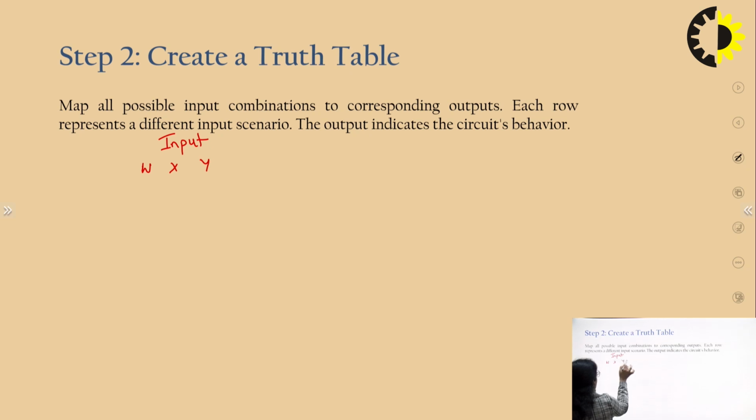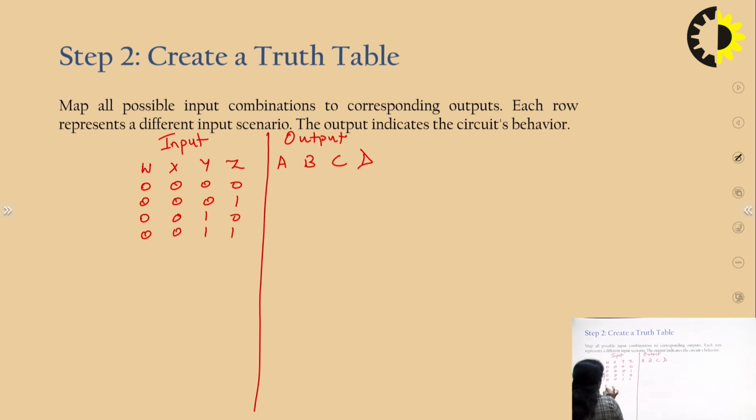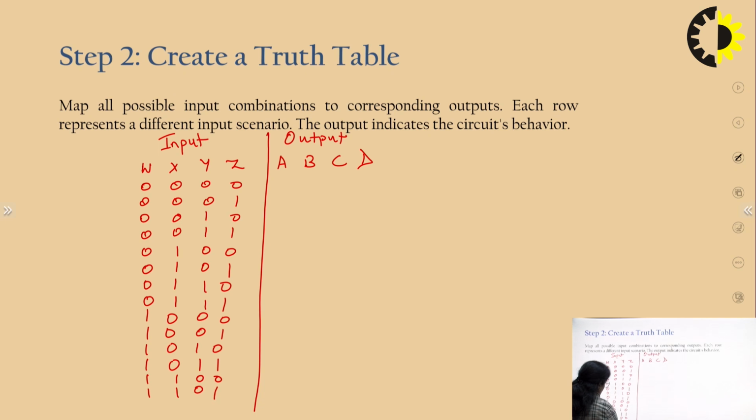W, X, Y and Z, and we have the output A, B, C and D. So I have the combinations 0, 1, 2, 3, 4, 5, 6, 7, 8, 9, 10, 11, 12, 13, 14 and lastly 15.